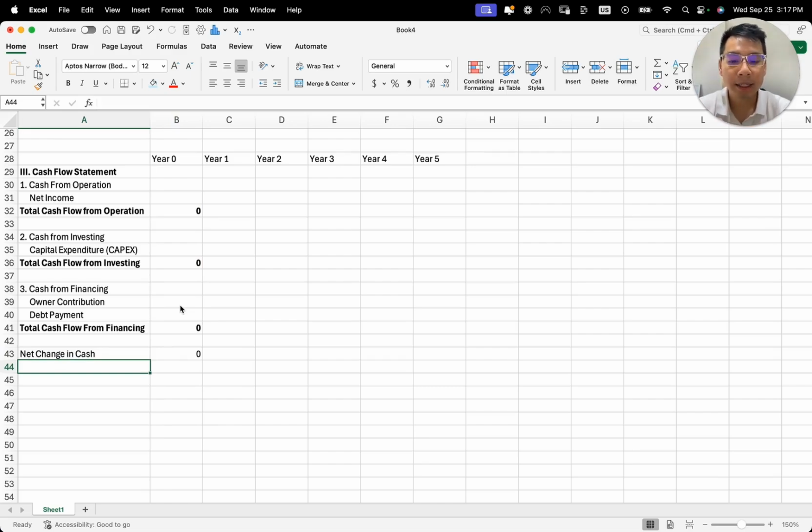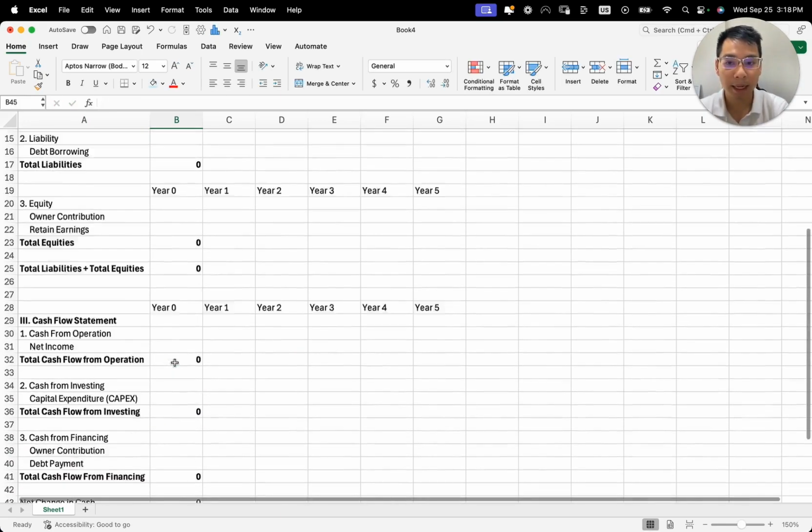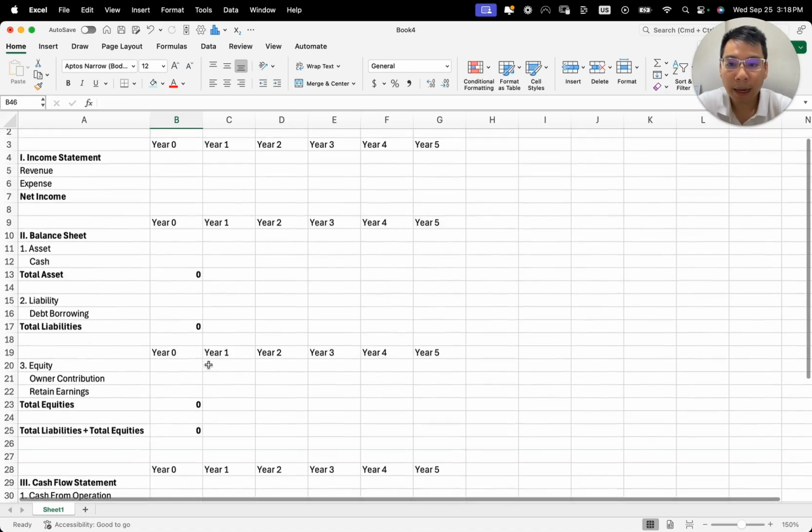It will tell you how cash is being generated or reduced in the business. This net change in cash will add into the beginning cash. We add the beginning cash to generate the ending cash. Right now we can see the beginning cash is zero, so we're not adding any money in, and the ending cash is the net change plus the beginning. So now, how does this play out?